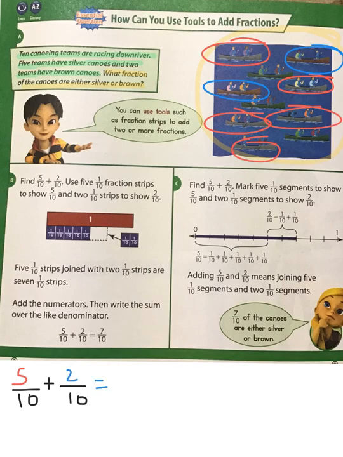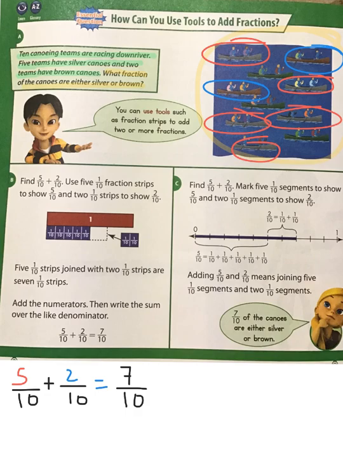So now we can add these fractions because our denominators are the same, so our denominator stays the same. So out of the 10, if we want to find out how many are either silver or brown, we're just going to add our numerators. So 5 plus 2 is 7. So 7/10 of the canoes are either brown or silver.